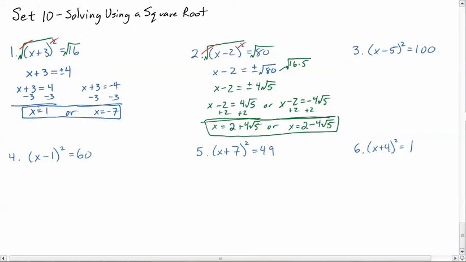Okay, let's go on. Let's look at number 3. We'll take the square root of both sides because I've got something squared.